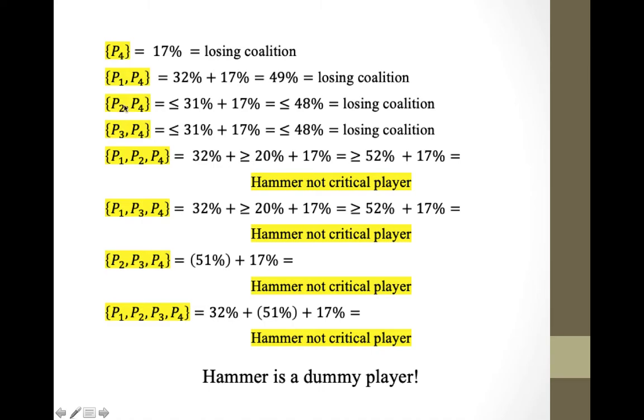So participant number 2, we don't know specifically how much he owns, but we know that it has to be at most 31%. And 31 and 17 added together makes 48. So I know that it has to be less than 48%, which is also a losing coalition.